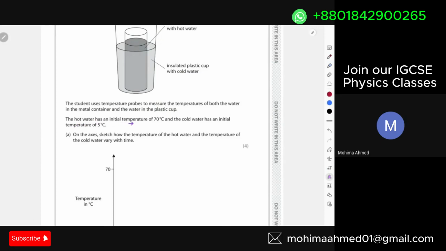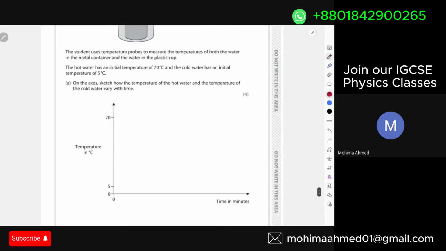Now, the hot water was initially at a temperature of 70 and the cold water is initially at a temperature of 5. On the axes, the temperature of the hot water and the temperature of the cold water vary with time. Obviously, the hot water will decrease from 70, and the cold water will increase from 5, right? For the hot water, initially the rate of energy transfer will be very high, because the larger the temperature difference, the faster the energy will flow. So this is a very steep graph. They will meet at some point in the middle to reach thermal equilibrium.